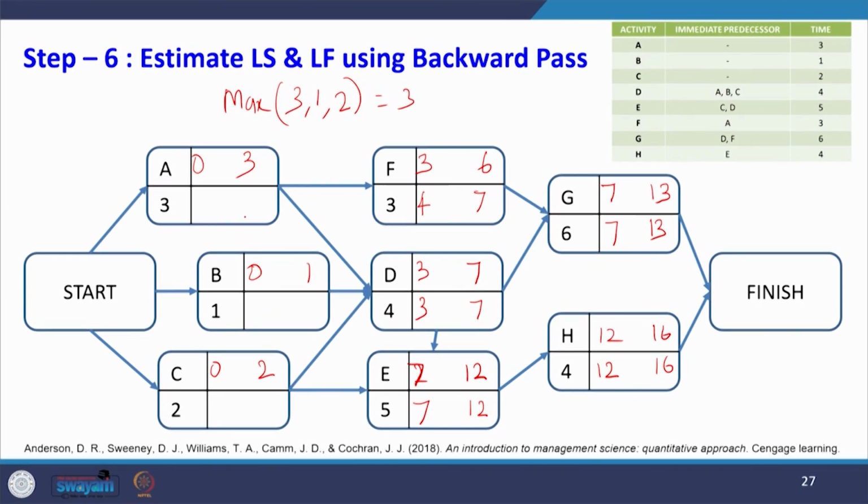Now, look at the activity A. There are 2 latest start times. What are they? 4 and 3. Between 4 and 3, the smallest value is 3. So, 3 should be written. So, 3 minus 3, 0. Now, this is 3 for activity B, 3 minus 1 it is 2. Now, for activity C there are 2 succeeding activities D and E. There are 2 latest start times, 3 and 7. So, which is a minimum? 3 is a minimum. So, 3 minus 2 it is 1. So, now I have completed the latest start time and the latest finish time.